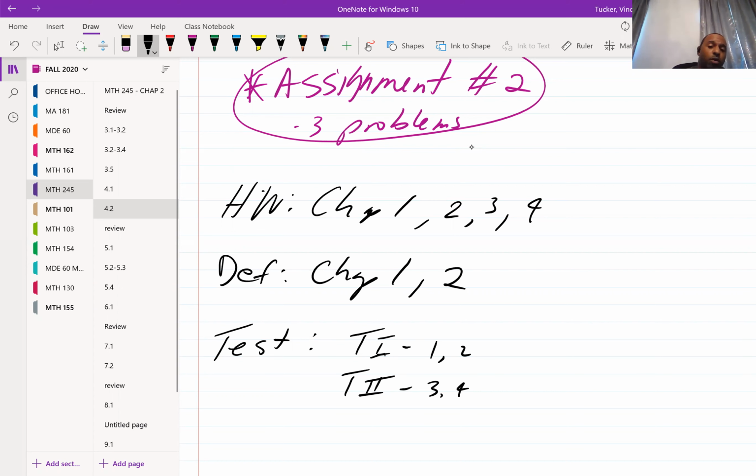So up to this point, what you guys are held responsible for, like I said, is your homeworks from chapters 1, 2, 3, and 4, definitions from chapters 1 and 2, and most of you have turned those in, but if you haven't, make sure you get those into me as soon as possible. And then test 1 and test 2. Test 1 is on chapters 1 and 2. Test 2 will be on 3 and 4.